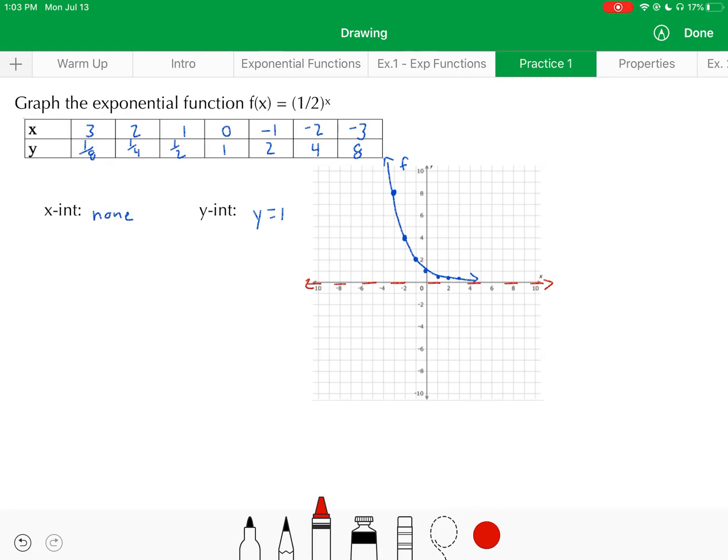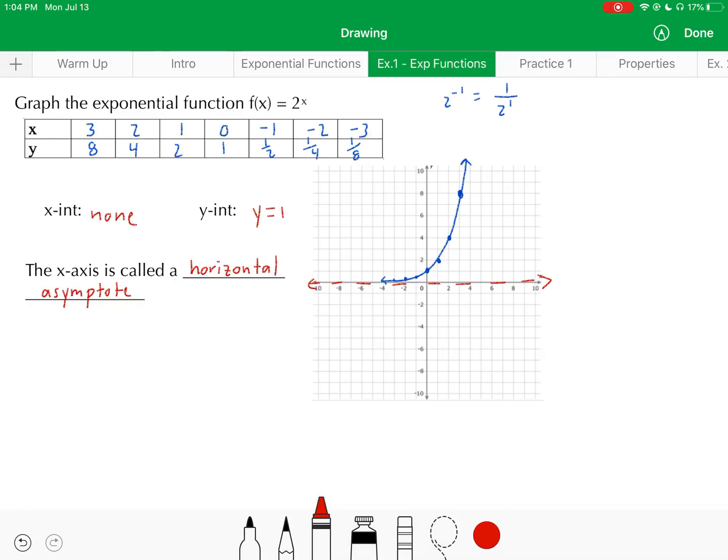So starting with the similarities, both graphs have an asymptote of the x-axis, and then both graphs have a y-intercept of 1, okay? Now, as far as differences, notice this function is decreasing as you move from left to right, whereas the previous function was increasing, okay? And that's just the difference in the a value, okay? Whenever a is larger than 1, you're going to have an increasing function, and whenever it's smaller than 1 but larger than 0, you're going to have a decreasing function, okay?